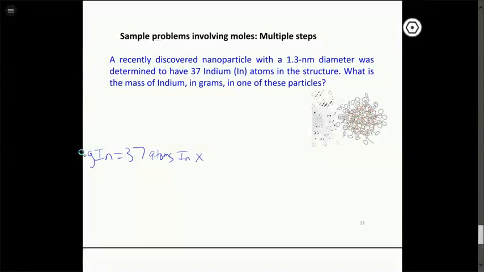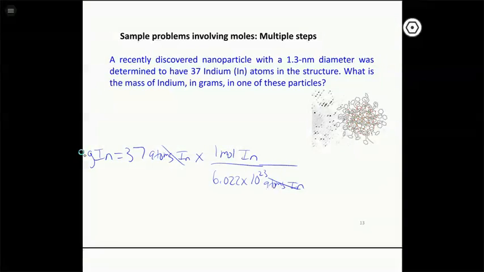And the first thing we can do, if we have the number of atoms, is convert into moles using Avogadro's number. All right, so we convert into moles first. We're going to divide by Avogadro's number in this case, and that's going to cancel out atoms and convert into moles. But the problem asks for grams of indium, so we have to do one more step.